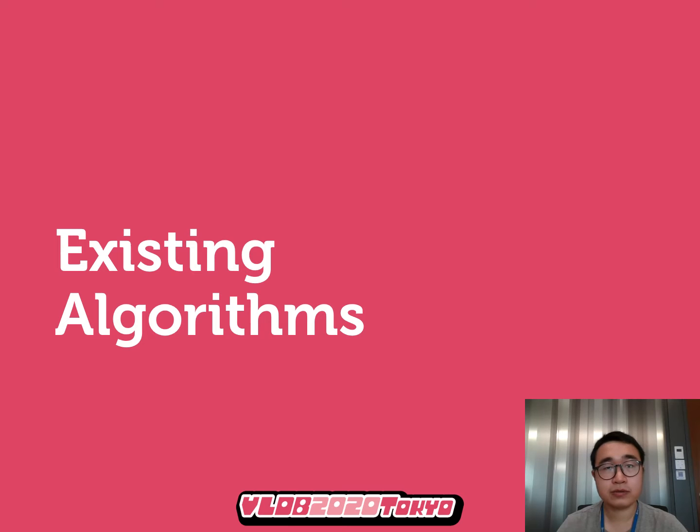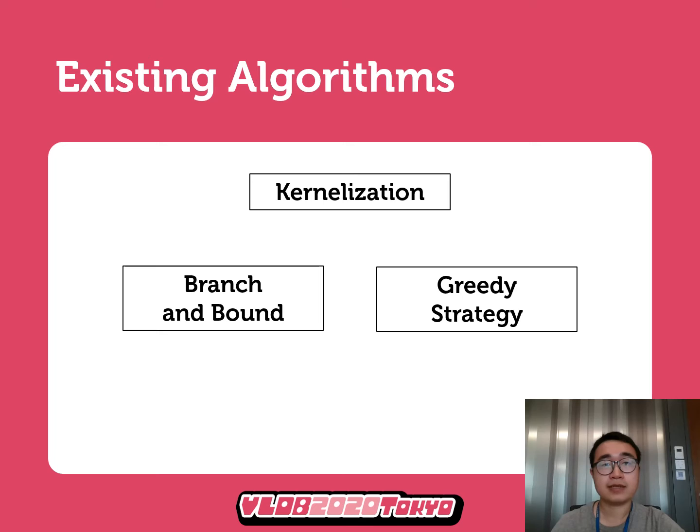Then, let's go through some existing algorithms. The existing techniques can be divided into 3 categories: kernelization, branch and bound, and greedy strategies. Most of the existing algorithms can be regarded as a combination of the above techniques.